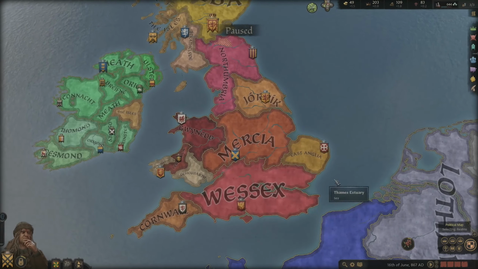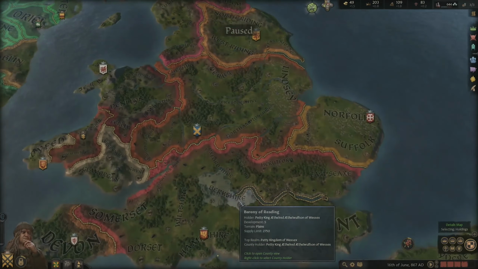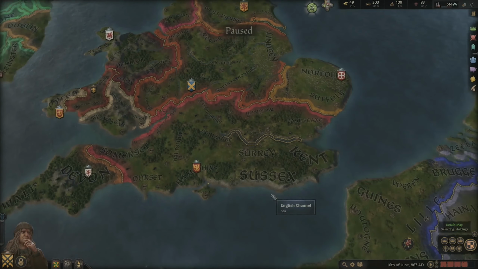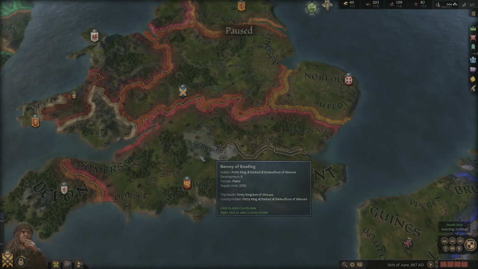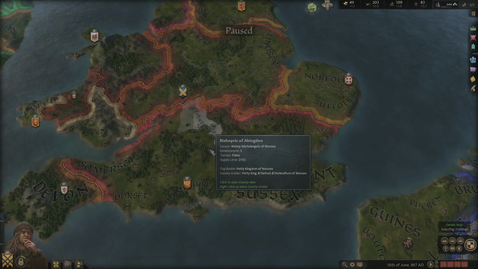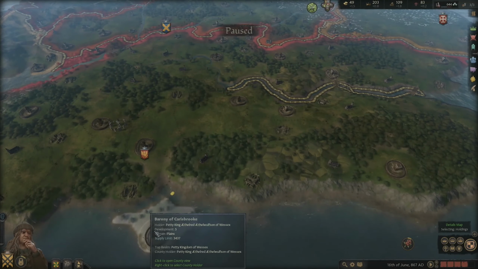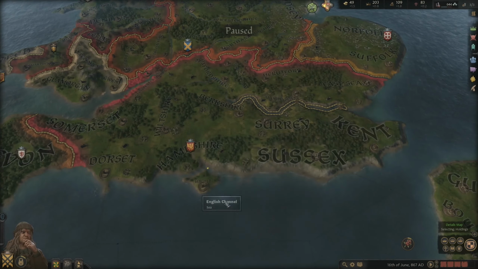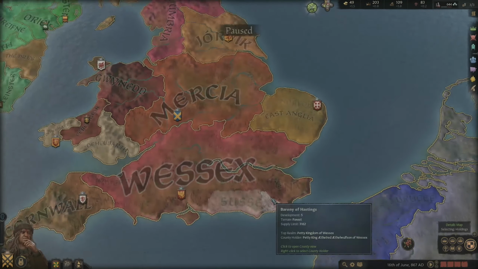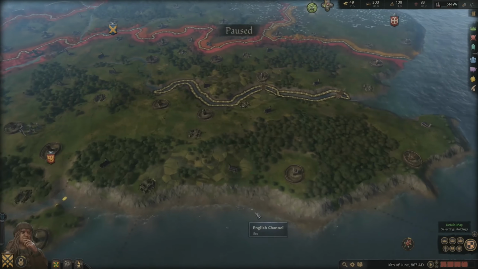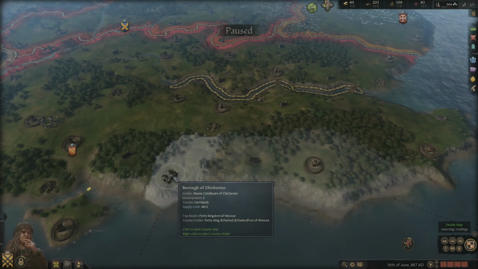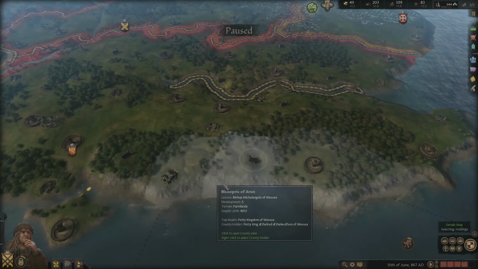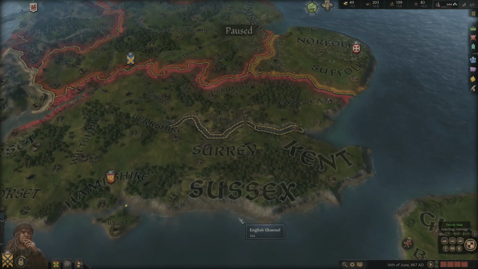So here we have Wessex. Now Wessex is not just one place. As we zoom in, we can see it's comprised of many of these smaller areas. Each has its own name, and each has its own buildings within it. So within Wessex, there is Sussex, and inside of Sussex, we have the Barony of Lewes, Bishopric of Arun, and the Borough of Chichester. I'm sure that's not how you say that.